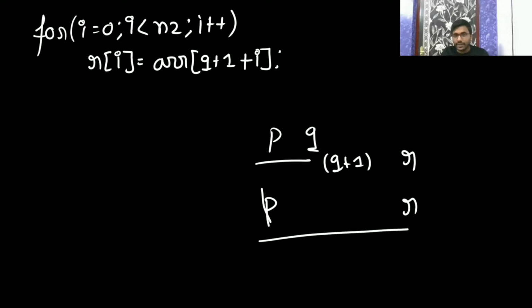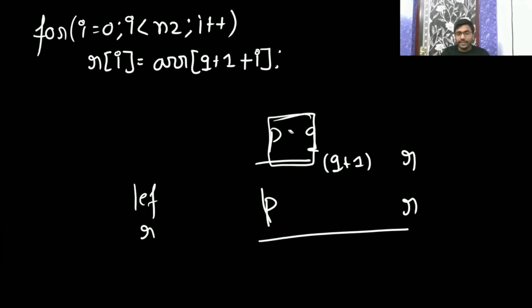So that's why I have created two arrays: one, left, which is going to store the elements of the left half of the array, and another, right, which is going to store the right half of the array. That's why I'm going to q plus 1.